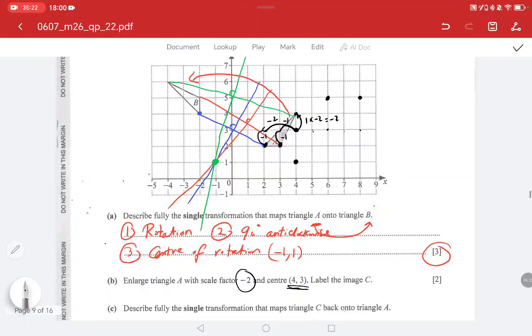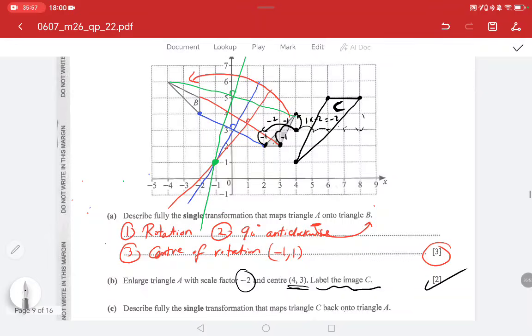You multiply by minus 2, it will be 4 to the right and 2 up. Okay, 4, it's 1, 2, 3, 4, and 2 up, 1, 2, so it will be here. Okay. So I connect them by ruler. They said label this one. Read the instruction very well and call it C. This one is C. Okay, done with this, you got 2 points.